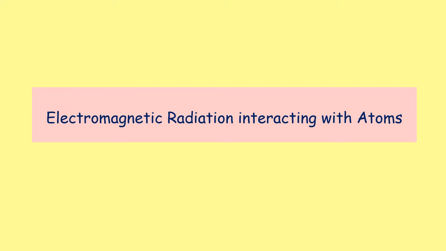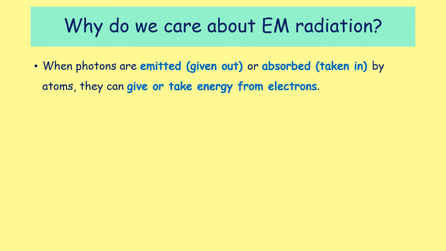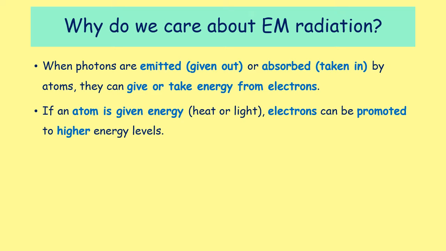So in this short revision video, we'll look at why electromagnetic radiation is important because of how it interacts with atoms. So why do we care about electromagnetic radiation in chemistry? Well, remember what we said in the last video. When photons are emitted, given out, or absorbed, taken in by atoms, they can give or take energy from that atom, specifically give electrons energy or take energy away from electrons.